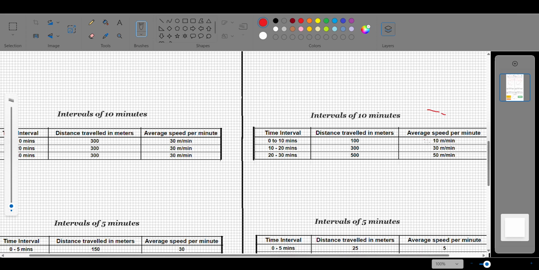Now you see in the first 10 minutes, the average is 10 meters per minute. Next 10 minutes, it's 30 meters per minute. And the last 10 minutes, it's 50 meters per minute. So much more information on the way the second student has walked. So we see that decreasing the interval time but increasing the number of intervals helps us understand the graph better.